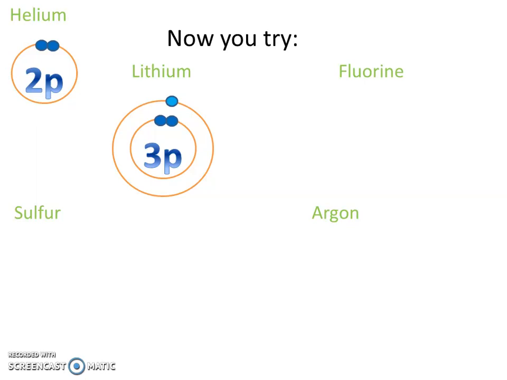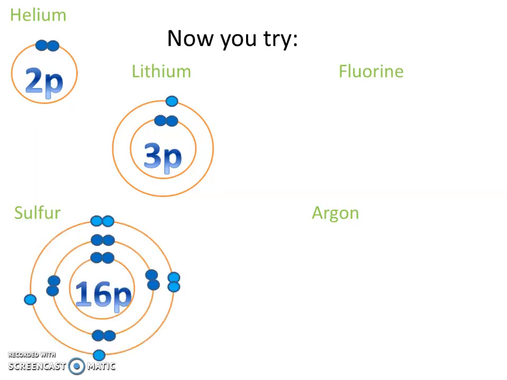Sulfur is 16p, so we draw the 16p. Sulfur is located in the third energy level, so we fill up the first energy level with 2 electrons. We need 14 more. So 8 go in the second energy level. That's 10. So we still need 6 more electrons to balance out the protons. So we put 6 in the third energy level.